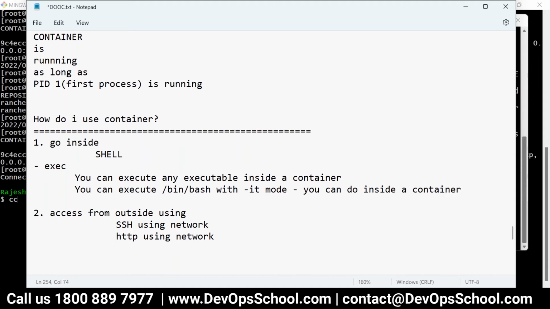Simple. What I'm saying is, using the exec command, you can execute any executable. /bin/bash is also an executable. But if you want to interact with it, if you want to hold the session, you have to interact with it, and then you can go inside a container. So how do you do that?